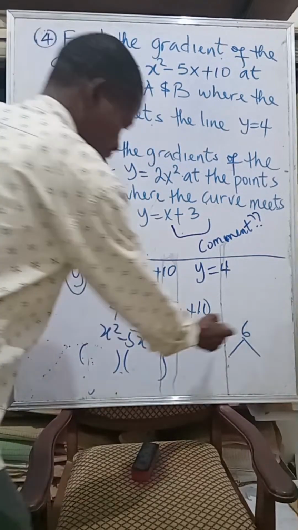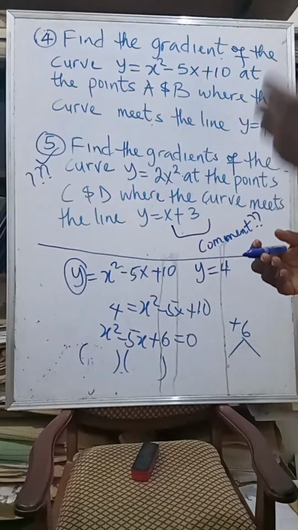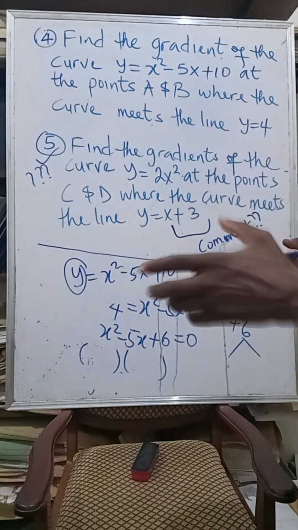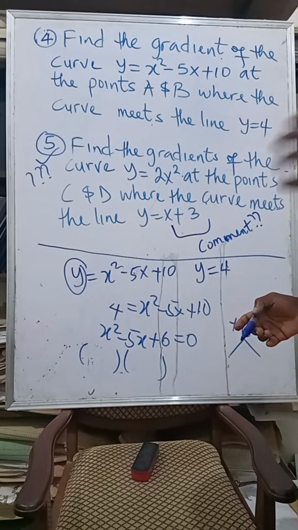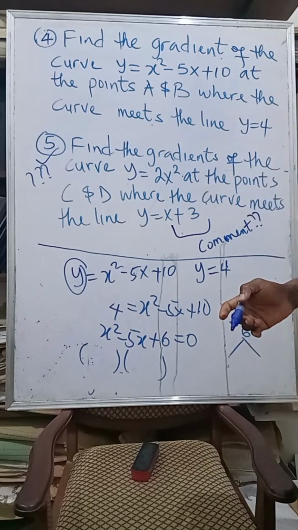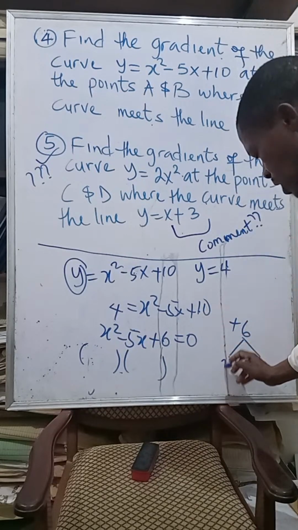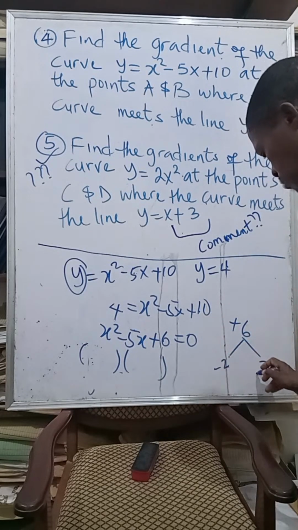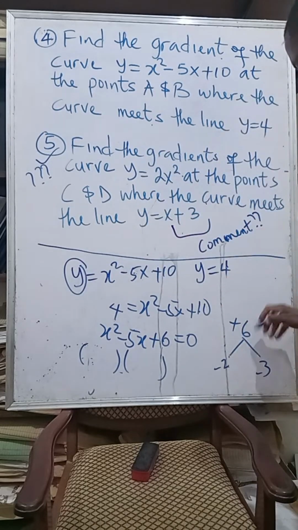Factors of 6 are 2 and 3. It could also be 6 and 1, but the relevant one in this case is 2 and 3. Minus 2, minus 3. And when you multiply those two factors, it's going to give you plus 6.